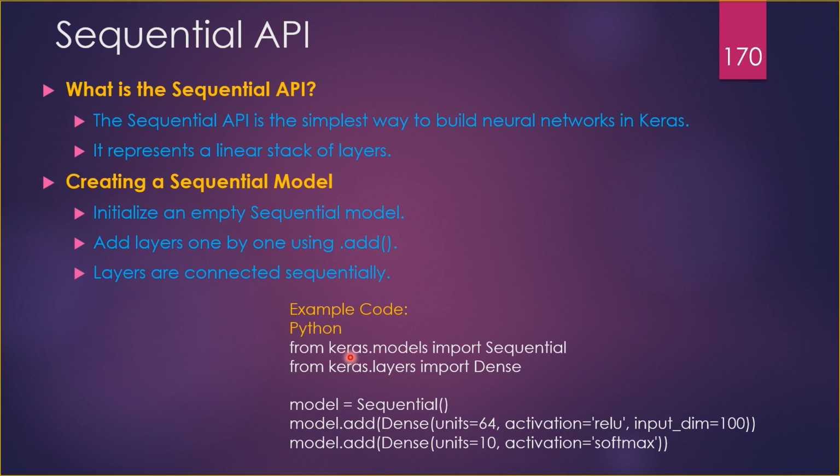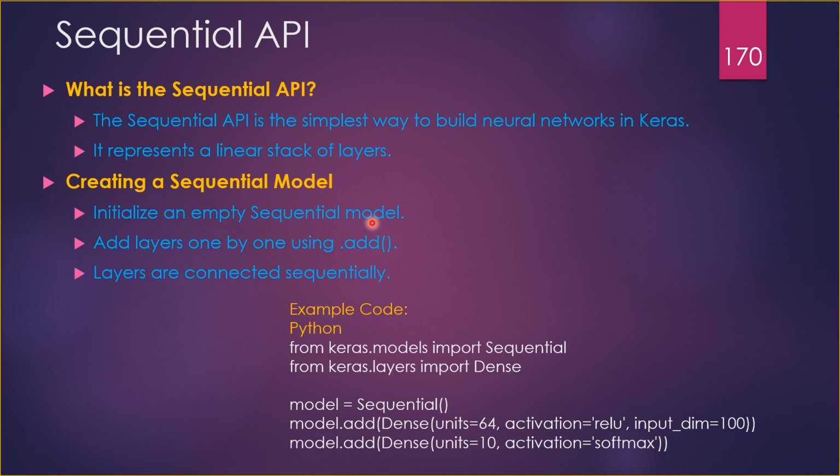Within there, Keras is a folder which contains everything. Within the Keras folder, there are many other folders present. One of the folder names is models. Within this models folder, there is a function sequential. If you want to utilize this function, you have to import it from where? From keras.models. Similarly, this sequential function will create the first step, that is, initialize an empty sequential model.